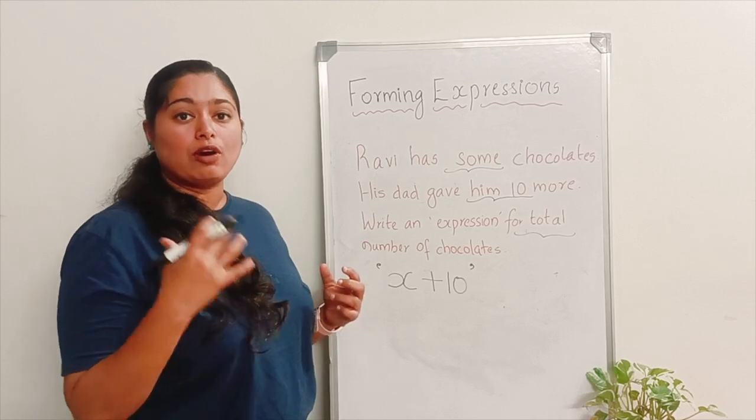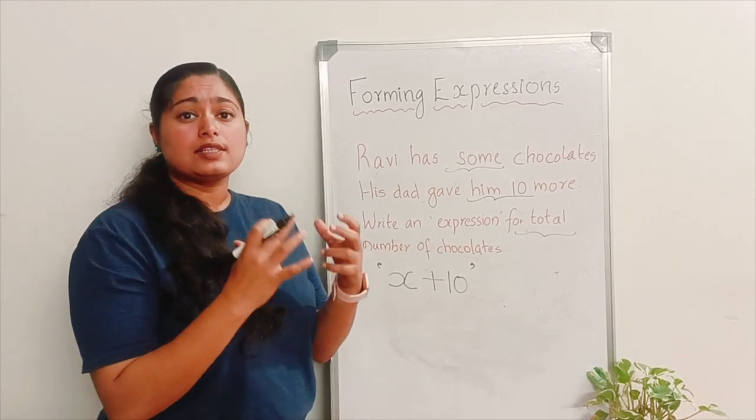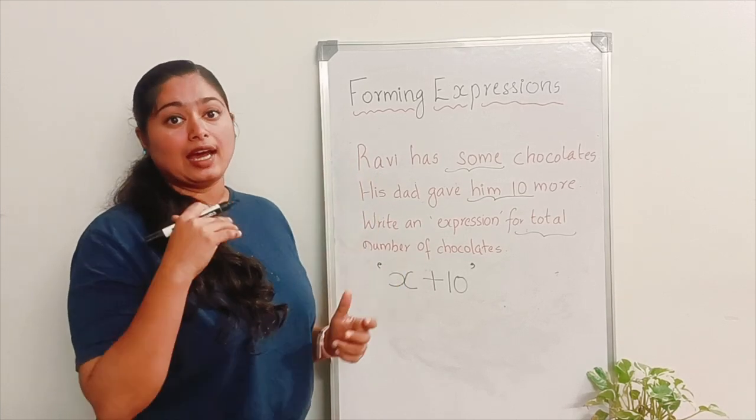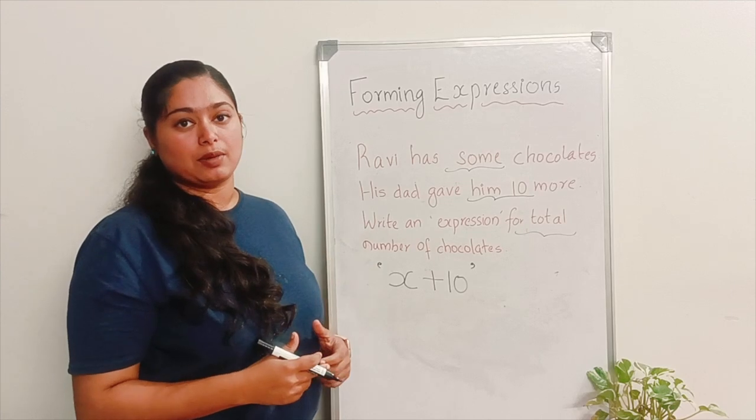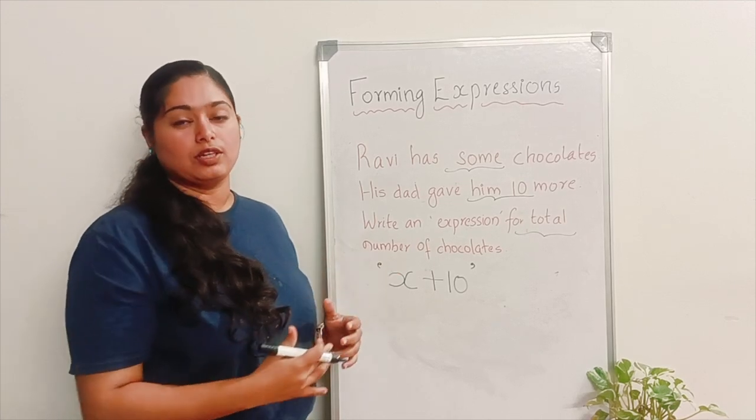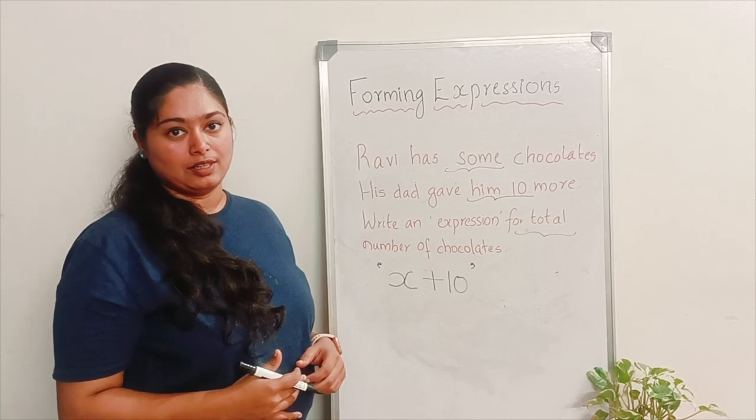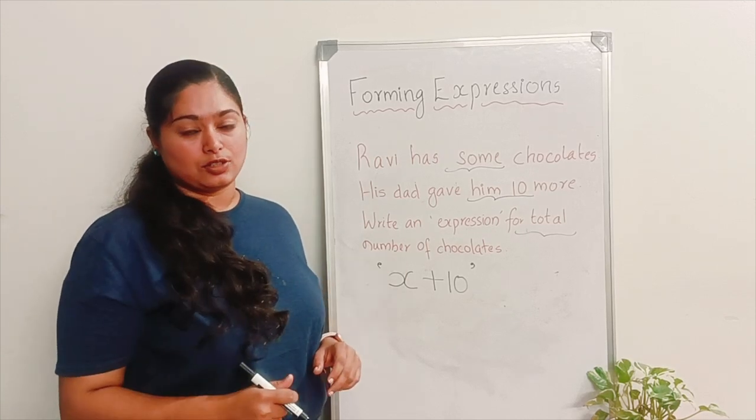In this way, you have to read the situation carefully, and whichever is the unknown quantity, first take it as a variable, and then you can start doing the basic mathematical operations to that unknown variable, like adding, subtracting, dividing or multiplying. So I hope this was an easy topic.